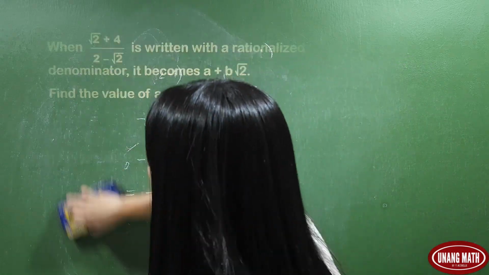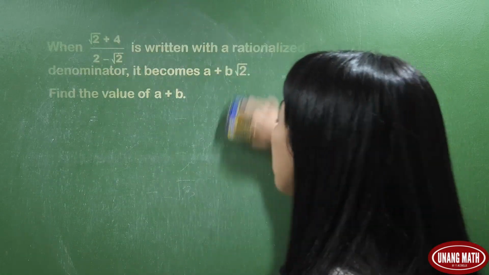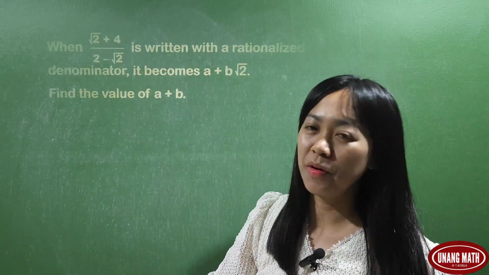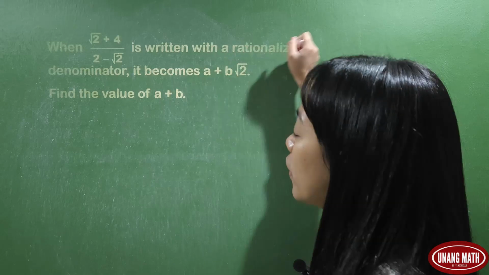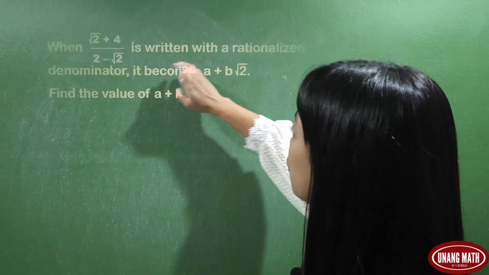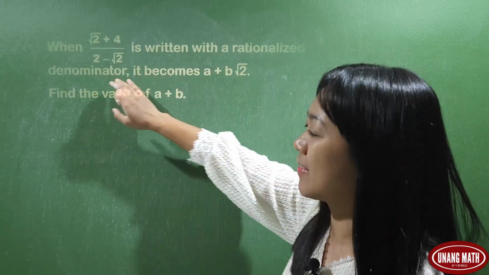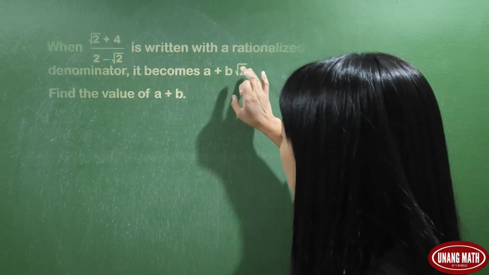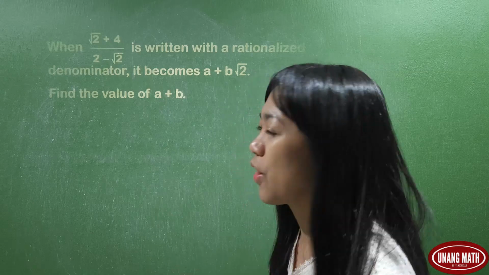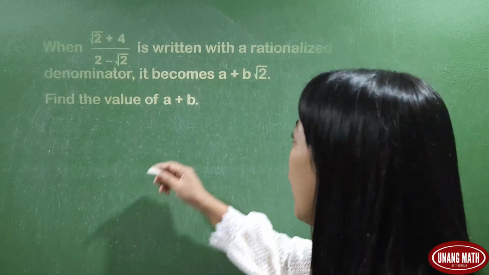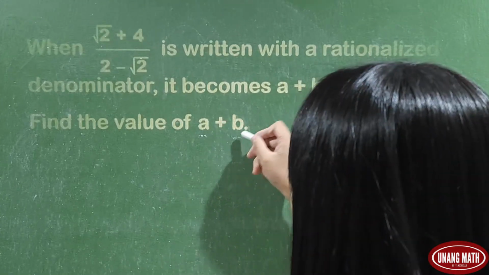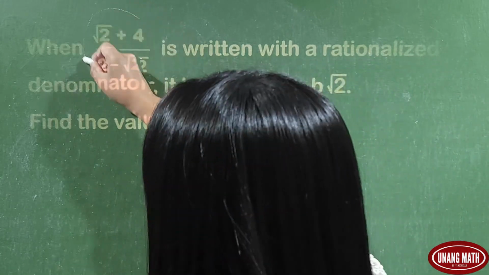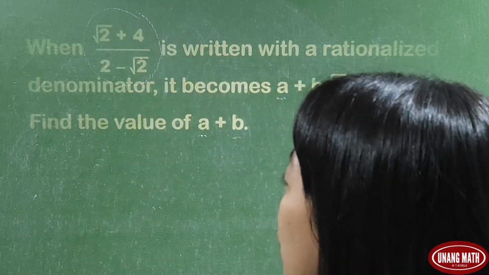Okay, what about this simple problem? Let's also answer this one. When square root of 2 plus 4 over 2 minus square root of 2 is written with the rationalized denominator, then it becomes a plus b square root of 2. Let's find the value of a plus b. So to find this value, a and b, or this number and this number, we need to rationalize the denominator of this fraction.